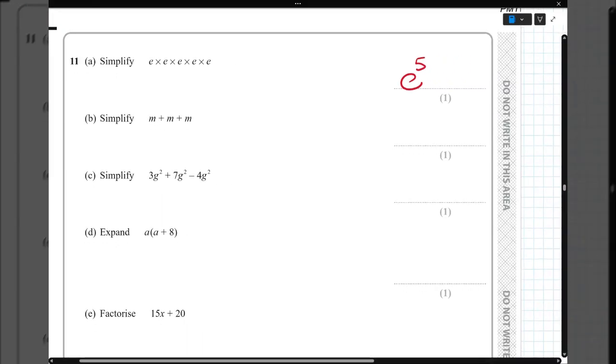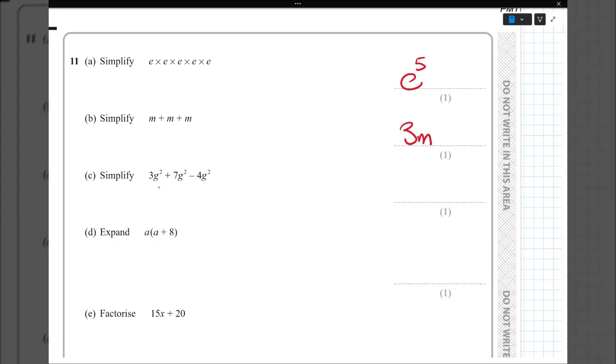Okay, simplify this. This one is where we put the number in front. So we have 3m. Now, these are all g squared. So our answer will be something g squared. 3 plus 7 is 10. Take away 4 is 6.